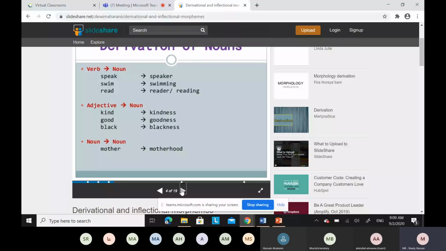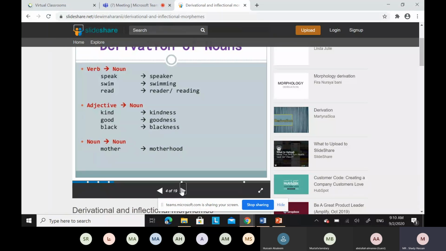Examples: you can change the verb into a noun like this. For example, the verb speak. We add er, so you get the one who does this verb: speaker. Swim, that's a verb. Add er, it's swimmer. We add ing, it's swimming. Read, we add er, it's reader. Ing, it's reading. So here I've changed my verbs into nouns by adding suffixes like er and ing.